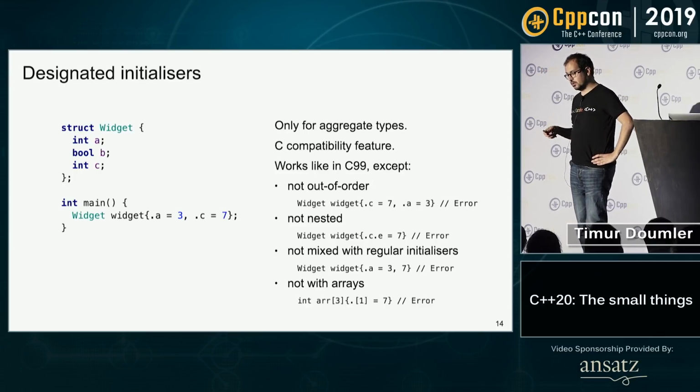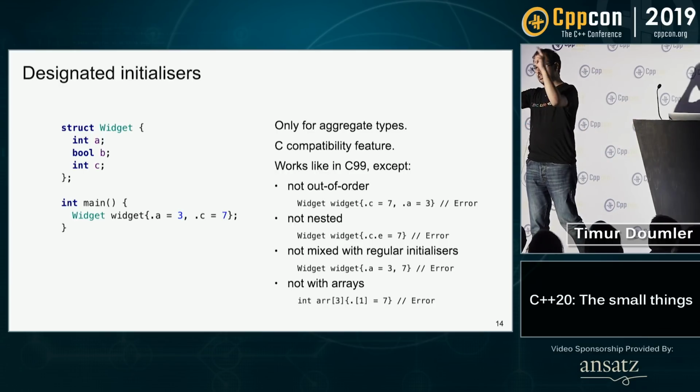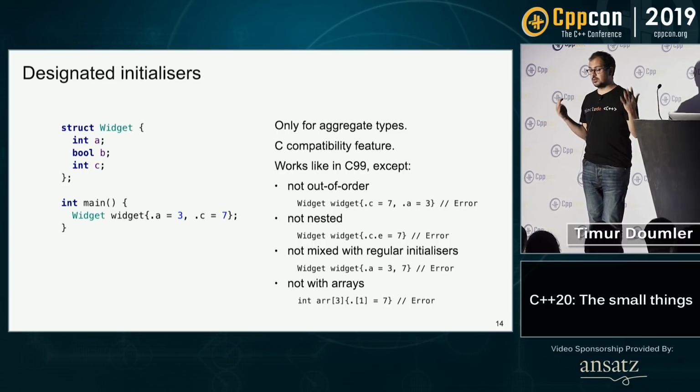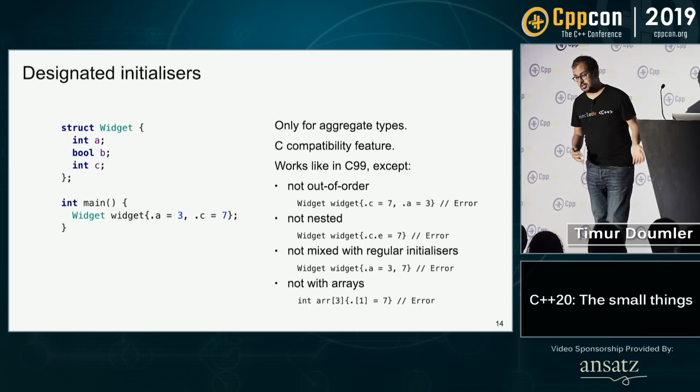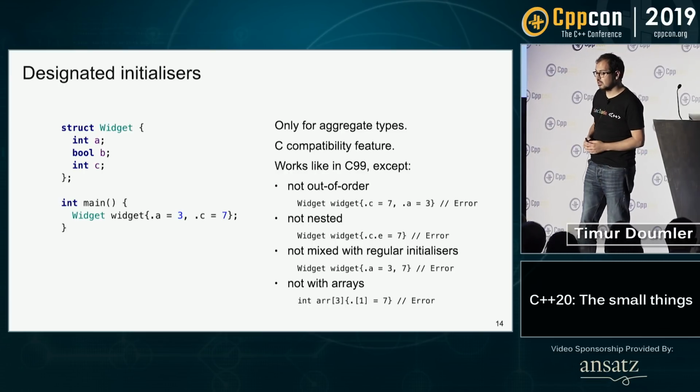The other thing you can't do with that is nest them. In C, you can nest them. You can write .c.e. In C++20, you can still write .c and then brace .e, so you kind of can do the same thing. And you can't mix designated initializers with regular initializers, because why would you ever want to do that? That gets really confusing.